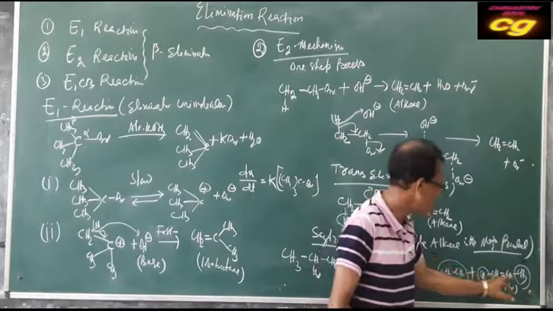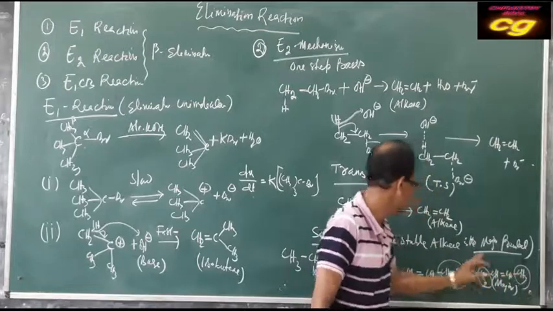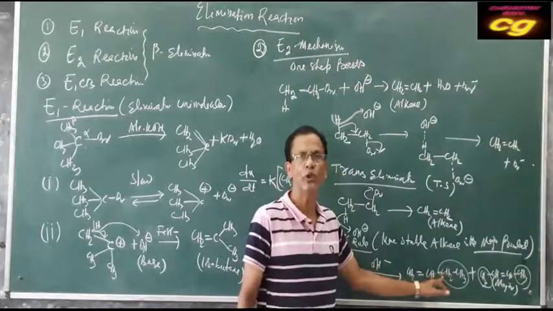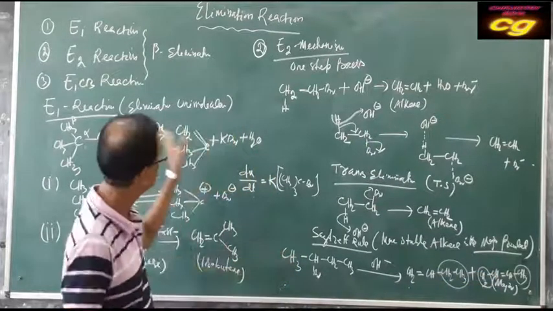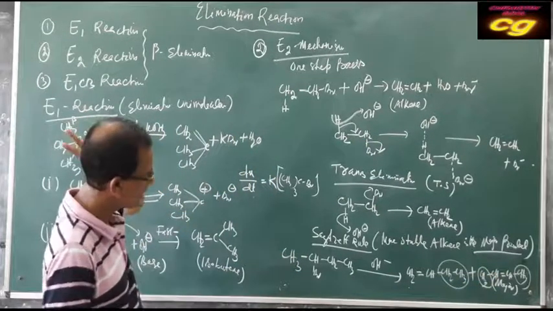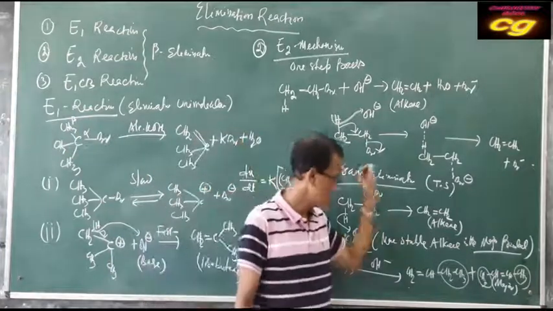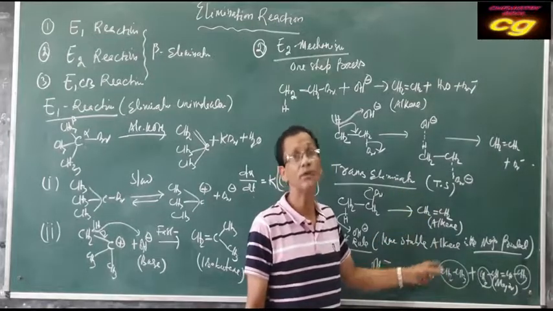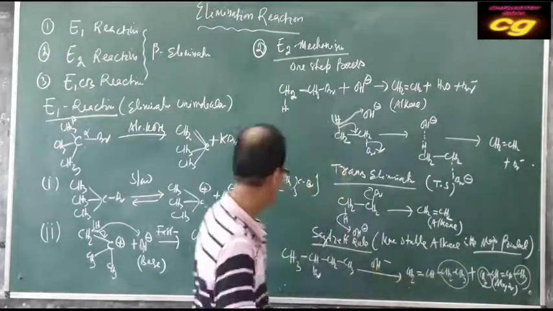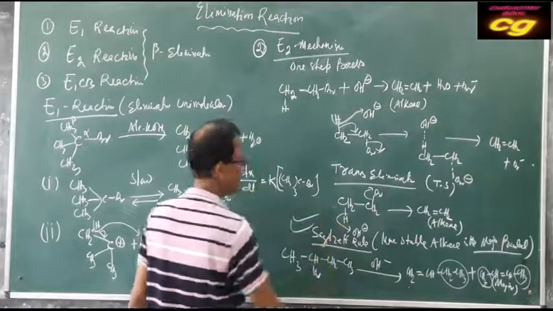It is more stable because of hyperconjugation. Here hyperconjugation will be 6, here hyperconjugation will be 2. So it is more stable. This is called the Saytzeff rule. So during elimination, we have to follow the Saytzeff rule, that the more substituted alkene will be the major product, which is the more stable product. This is a very important concept of the elimination reaction, the Saytzeff rule.